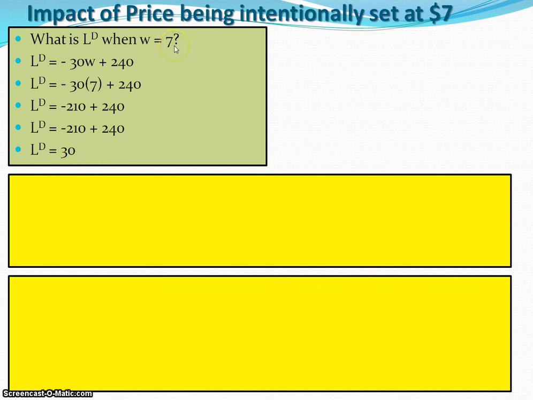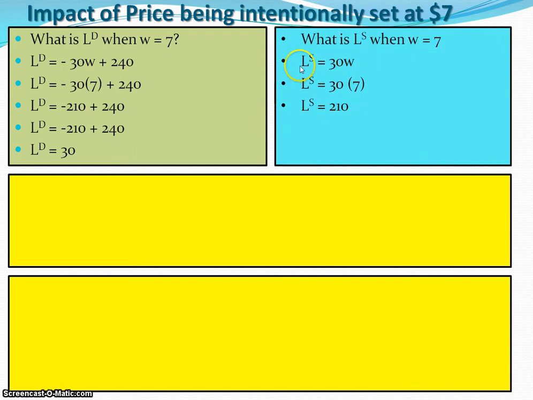So when the value of 7 for the wage is being set, it results in the demand for labor being 30 units. So at a wage of $7 per hour, firms will demand, or a particular firm will demand, only 30 workers because of a wage of $7. But what about the supply? Well, when the wage is $7, we're asking ourselves what will be the supply of labor. So LS is equal to 30W, that's the equation. We substitute for 7, we have the supply of labor is equal to 30 multiplied by 7, the supply of labor is equal to 210.